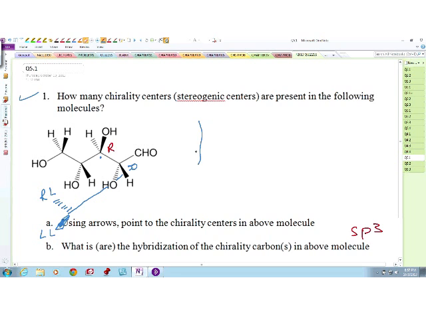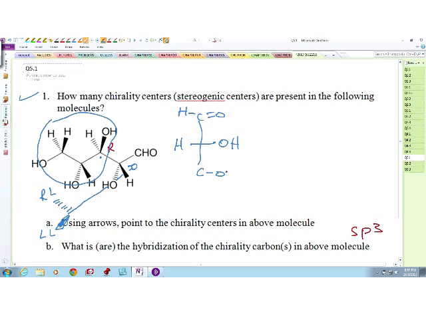Okay, now let us do the fissure. What is on my right? OH. My left? Above my chest will be the aldehyde group, and then below my chest will be this group right here. All of this will be below my chest, right?